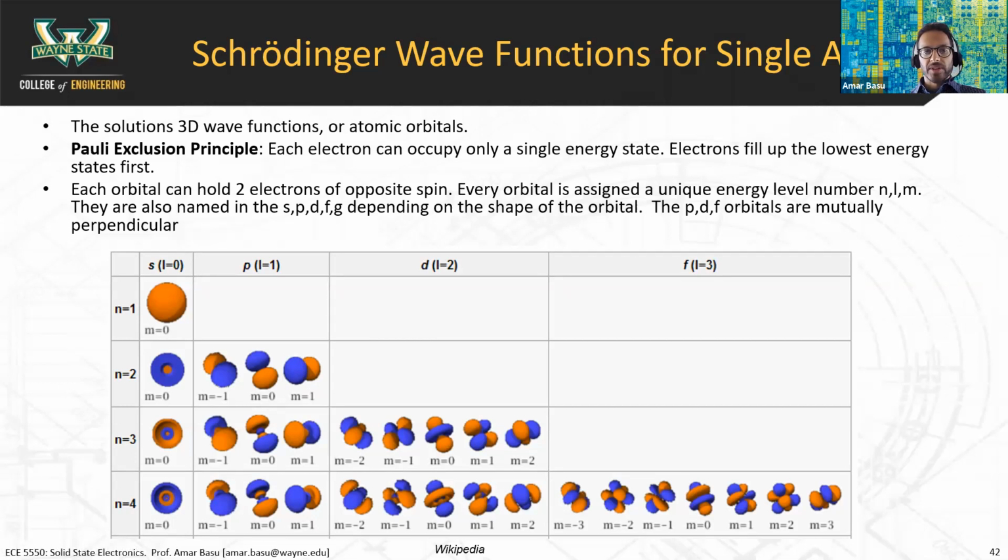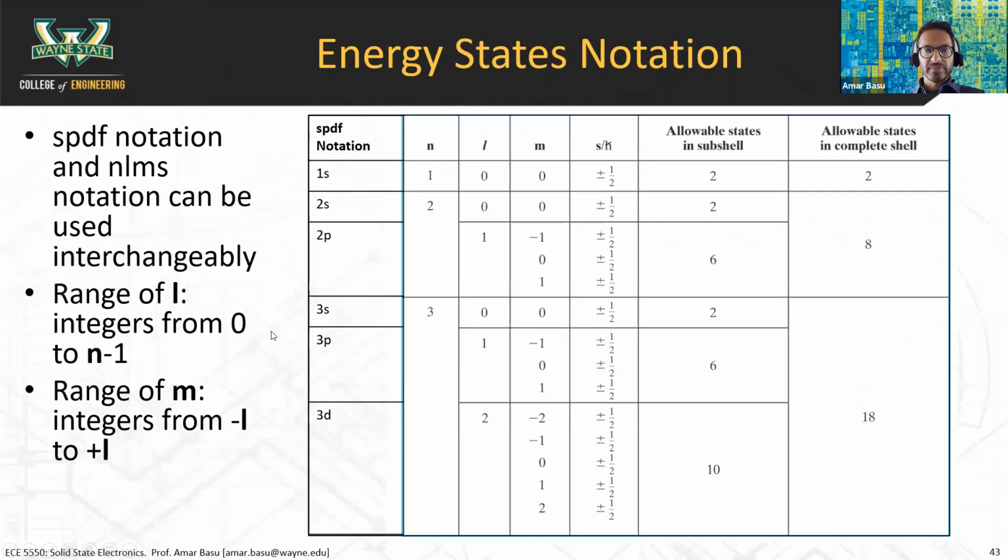What else do I want to mention here? There's two different notations here. There's the NLMS notation for the orbitals, and there's also the SPDF notation. And so I just have that here. So the SPDF notation goes something like this, and the NLMS notation looks something like this. Let me tell you exactly what I mean by that.